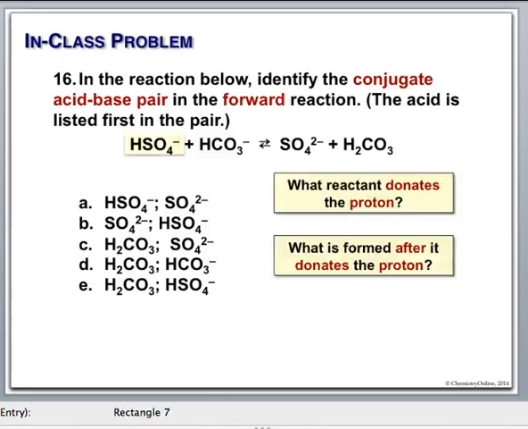So step one, you identify the Bronsted acid. Step two, you say, once it donates it, what does it form? And it forms sulfate. So the conjugate acid-base pair that's correct here has to start with this and end with this. Step one, what's the acid? Step two, what's formed after it donates its proton?